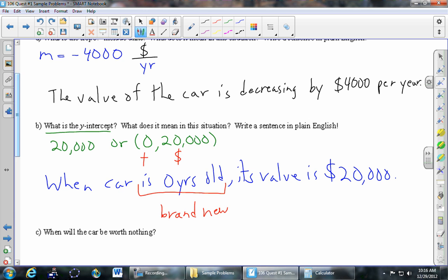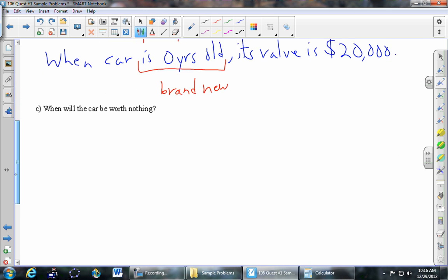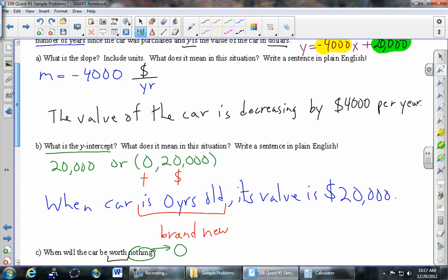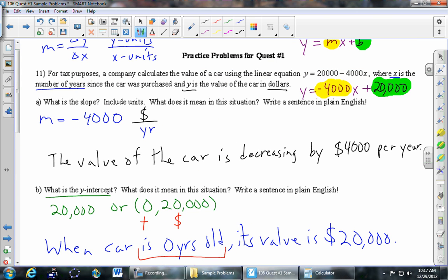Part C, when will the car be worth nothing? So I'll go ahead and rewrite the equation from up at the top. Negative 4,000x plus 20,000. So the word nothing implies a certain number is going to come into play. Nothing implies the number is 0. So the question is 0 the x or the y? Well, we've got to really figure out, again, what x and y represent. We're looking for the variable that represents a worth. So is x the worth or is y the worth? I'm going to come back up, and we see underlined in black in the beginning, y is the value of the car in dollars. So that's the one that we're after.